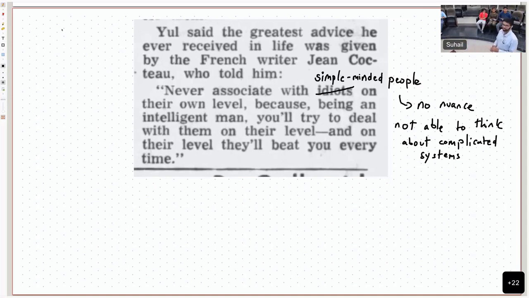And what this quote is telling us is that even if you're a simple-minded person, there's a way in which you can actually beat an intelligent person. And there are two main points here. One is that the intelligent person has to deal with you on our level as a simple-minded person. If we can get them to deal with us on our simple-minded level, then we actually have a chance to beat them.